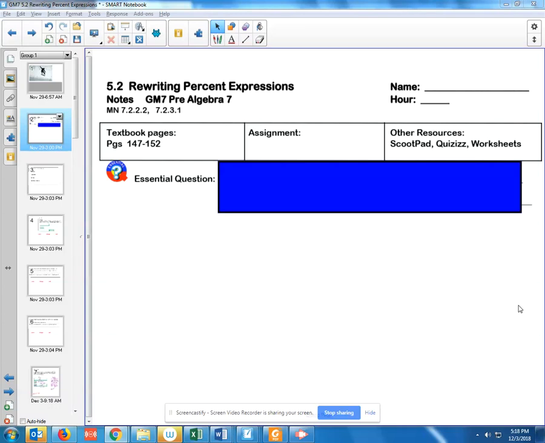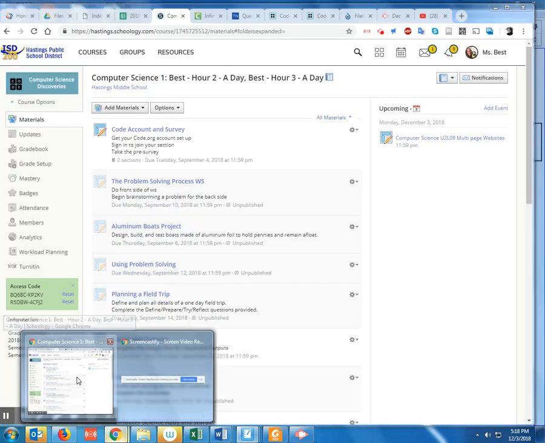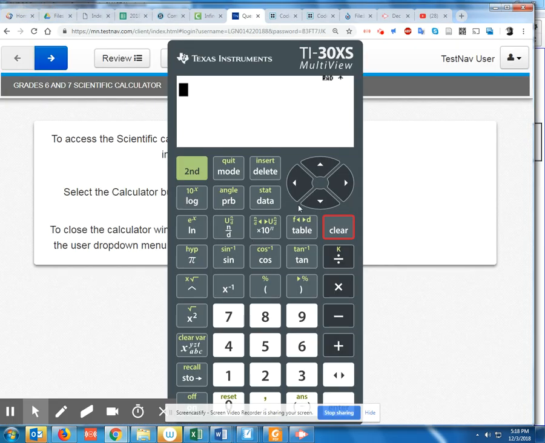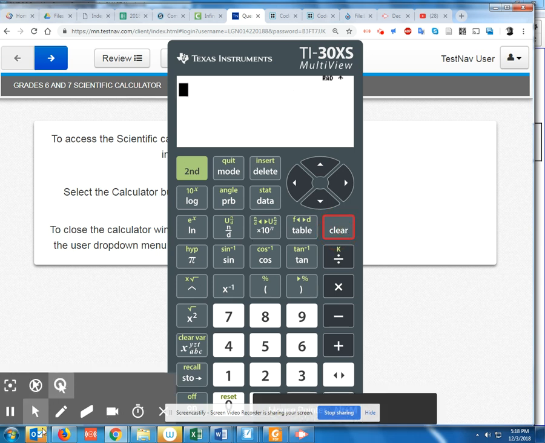All right, here we are moving along with all of our work in percent in Mod 5. So I want you to take out your notes packet, and I'm going to leave my screen this way so that I have access to the calculator when I need to. I'm going to make sure I've got that one up here. There it is, our handy dandy TI.